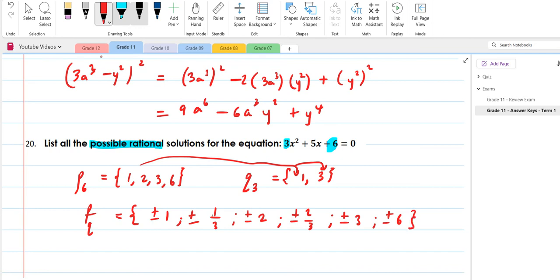So these are all the possible rational solutions for this equation. We don't really need to solve this equation, we just need to list all the possible rational solutions. We're not saying these are the solutions, we're saying these are the possible rational solutions, p over q. Another word for solutions to equations is roots, the possible roots of the rational function. Next question.